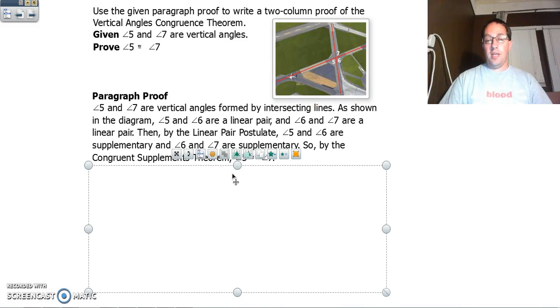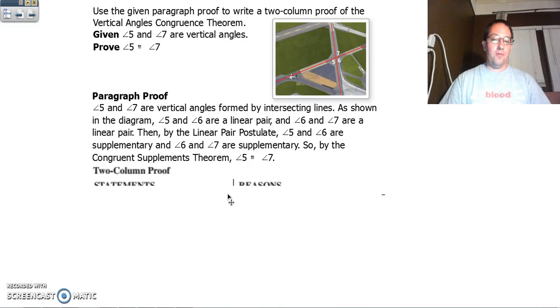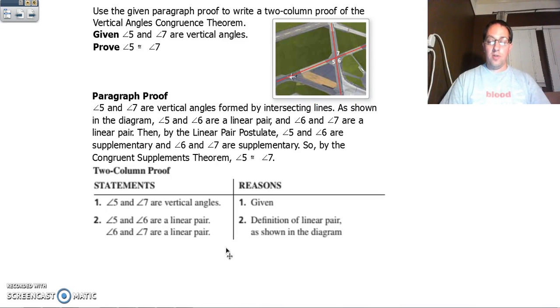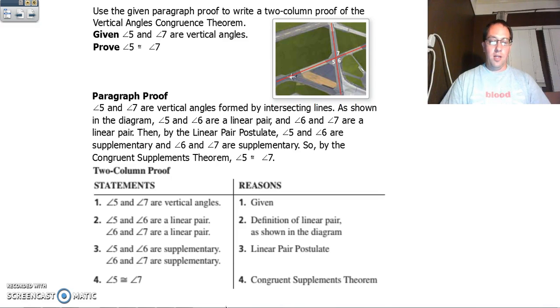So here we have the exact same thing as a 2-column proof, which we see vertical angles, that's given. That these are linear pairs, how you know, definition, as shown in the diagram. And so by the linear pair postulate, those are supplementary, and then they are congruent because they're supplementary both to angle 6. Right? I like this. This jumbles up in my head. I'm not real fond of it. But you do need to know how to do it, because your teacher's probably going to put it on a test sometime. So there's that.